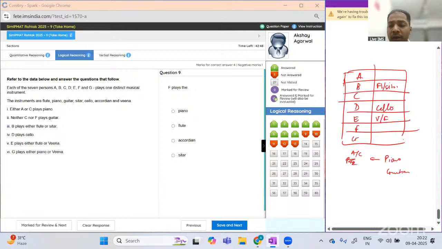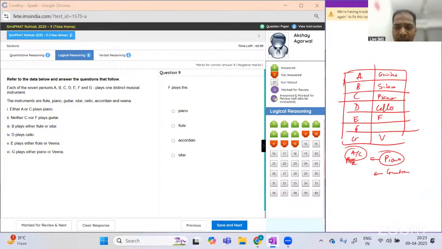G plays either piano or veena. All right. But piano can be played by either A or C only. Therefore, G definitely plays veena. If G plays veena, E plays flute. If E plays flute, B plays sitar. Quite easy till here. Guitar is not played by C or F. So guitar has to be played by A. If guitar is played by A, piano will have to be played by C. And who else is left? A, B, C, F. F is the only one left, and the only instrument left is accordion.